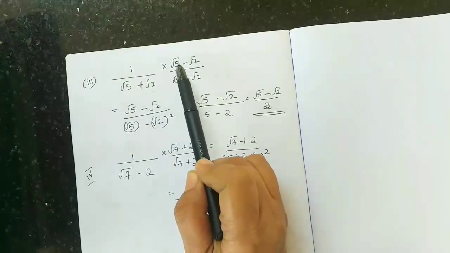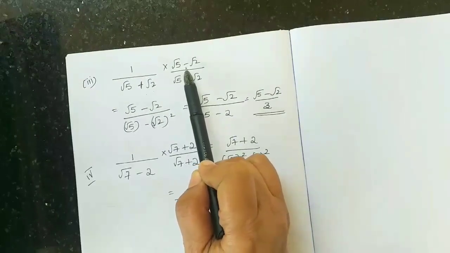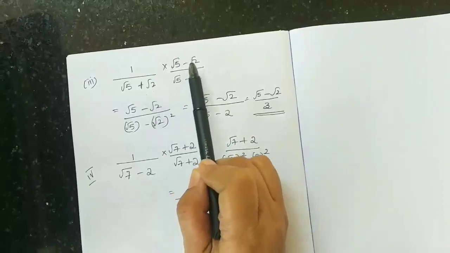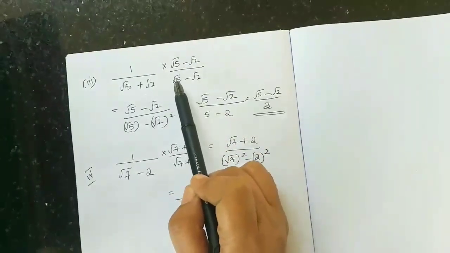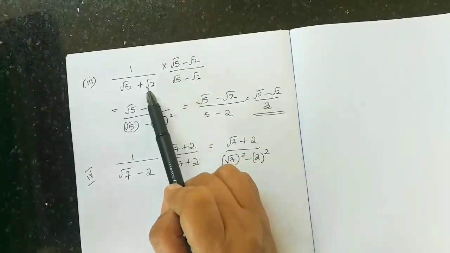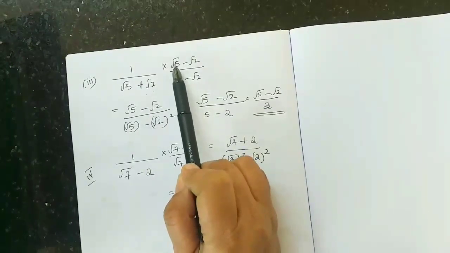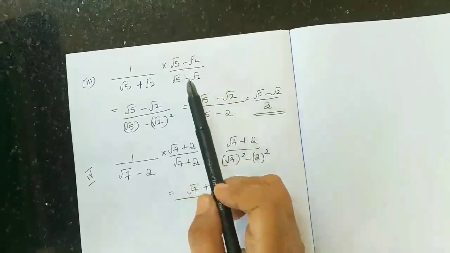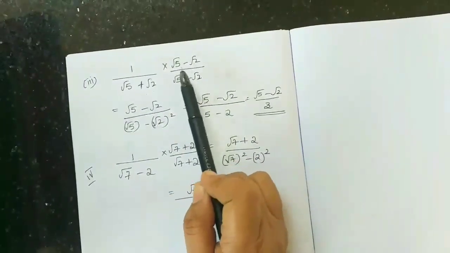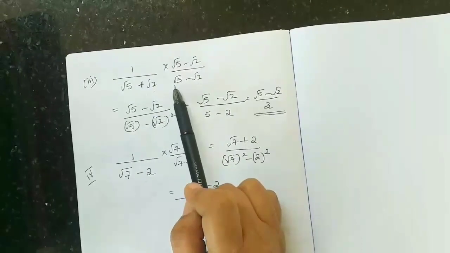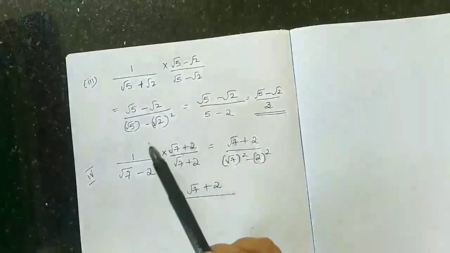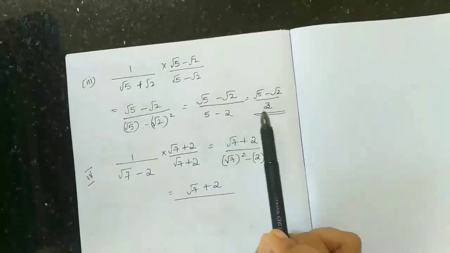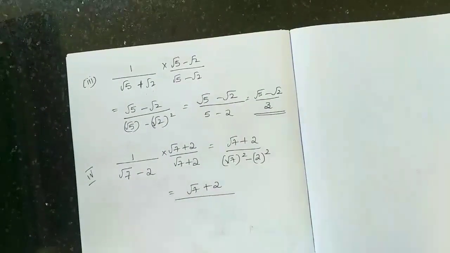Whatever number you multiply the numerator by, the same number should be multiplied with the denominator too, so that the total value does not change here. So don't multiply the denominator alone. You have to multiply the numerator as well as the denominator by the same number. So here you have to multiply by the conjugate, the numerator as well as the denominator. The final denominator is a square minus b square, and the answer is root 5 minus root 2 by 3.